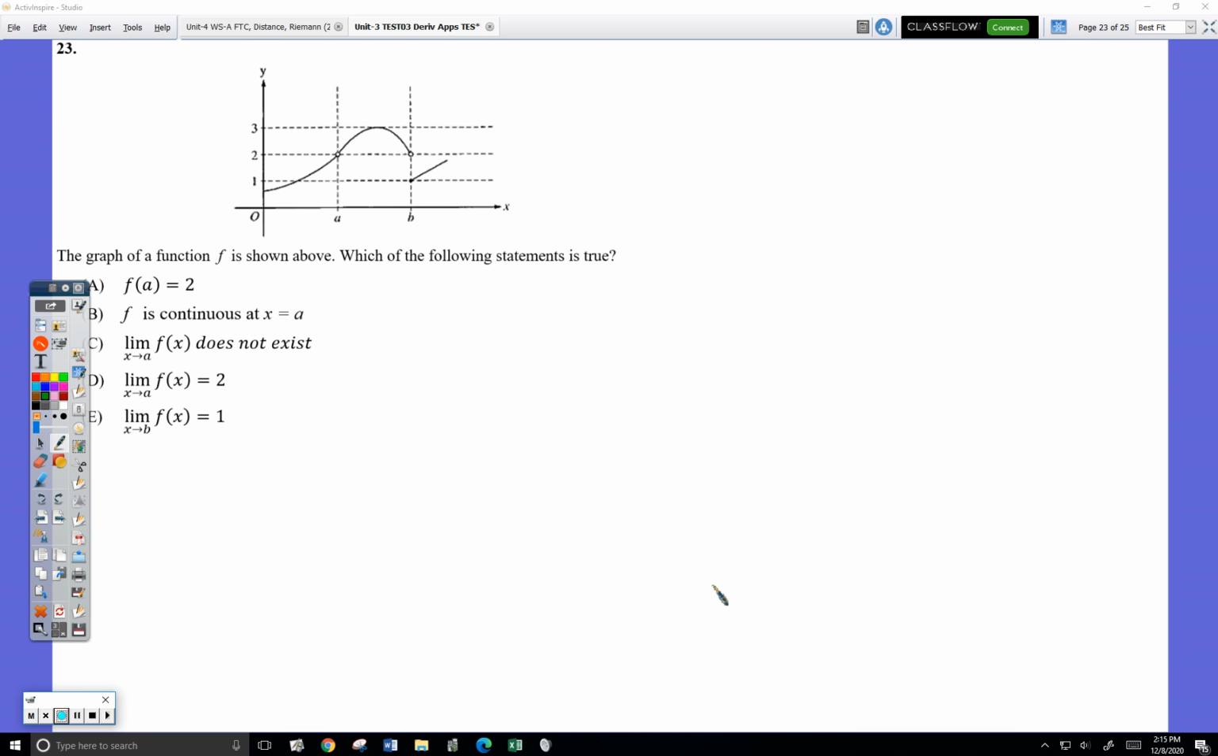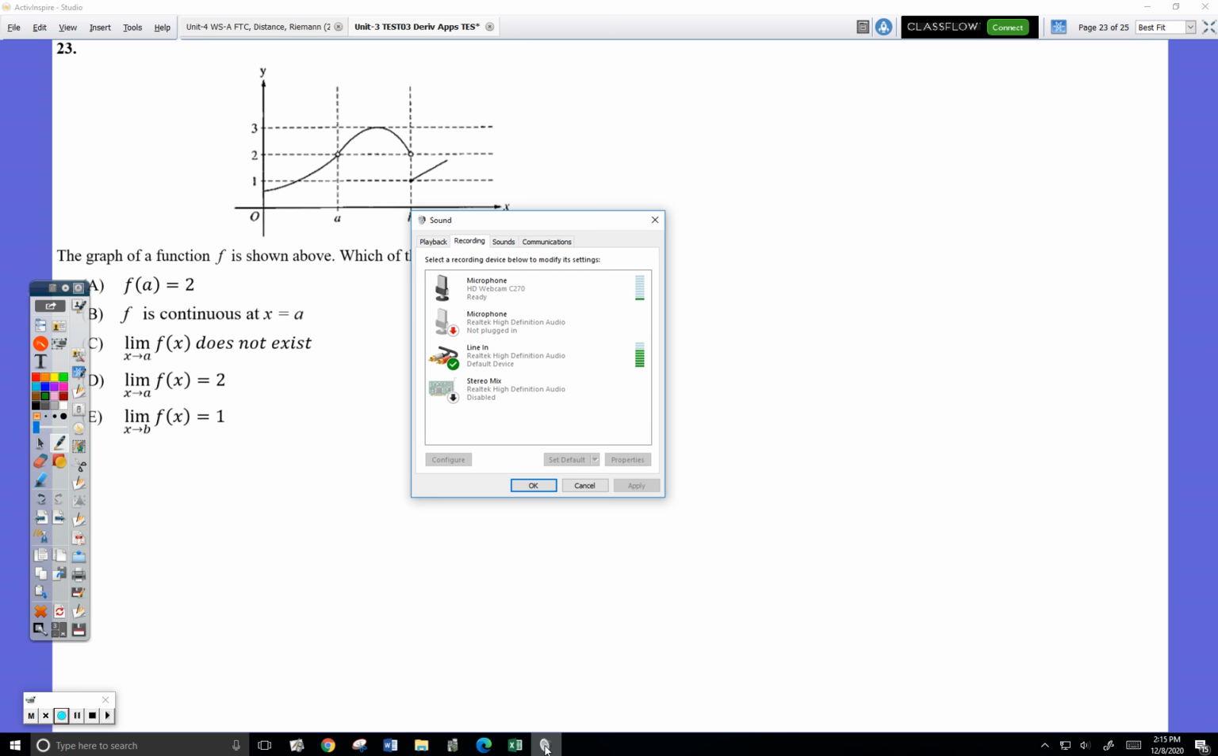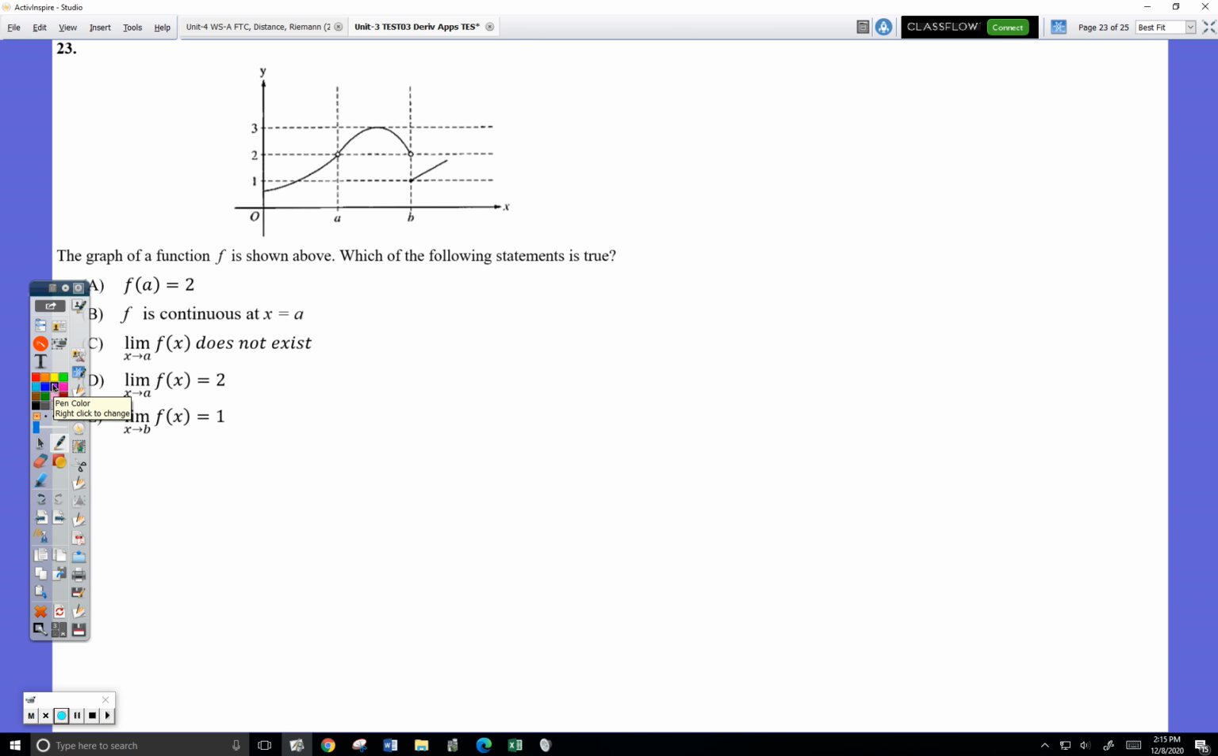Okay, my experience on the AP test is that a problem like 23 will trip people up a lot, and that it doesn't take very much to get to the point where it will never fool you again. So when you see this statement right here, the limit as x approaches a of f does not exist.